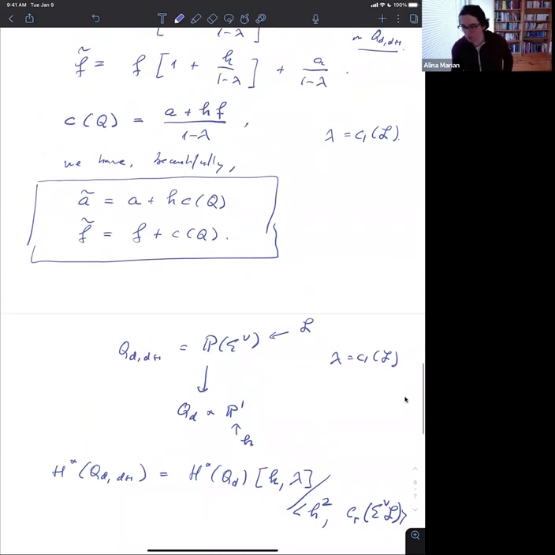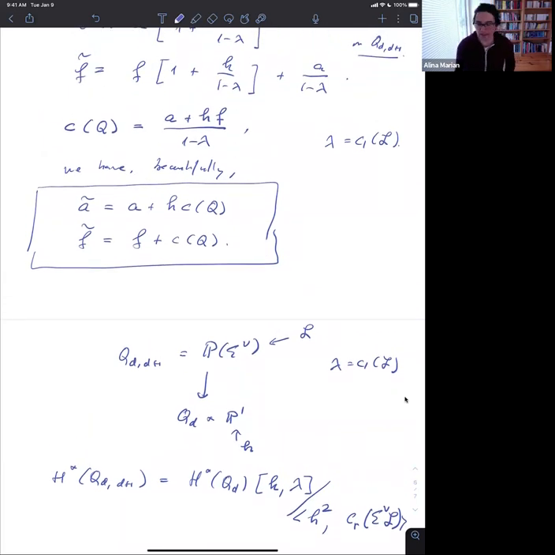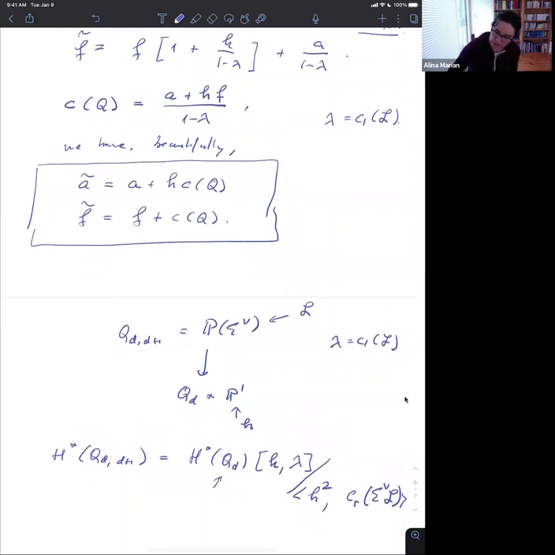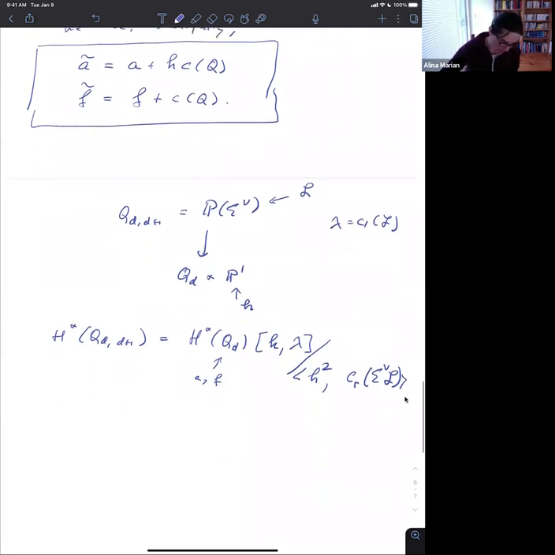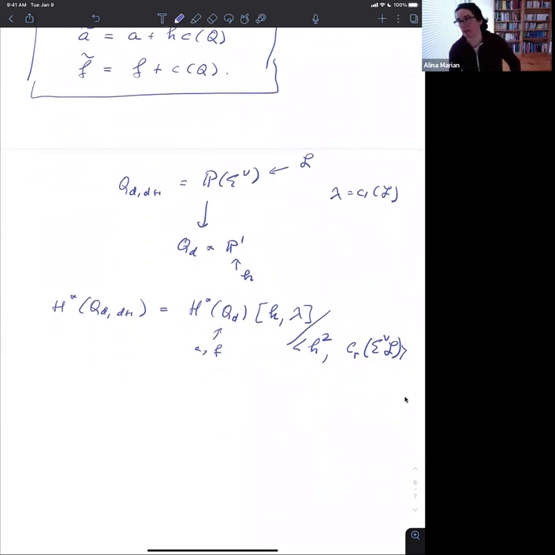So that's why it's no mystery that this A tilde and F tilde can be written in terms of precisely these classes up here, A, F, which live here, they generate the cohomology of QD. And then you have these extra two classes, H and lambda, to contend with. One coming from P1, the other one is just a hyperplane class. Okay, so any questions so far?